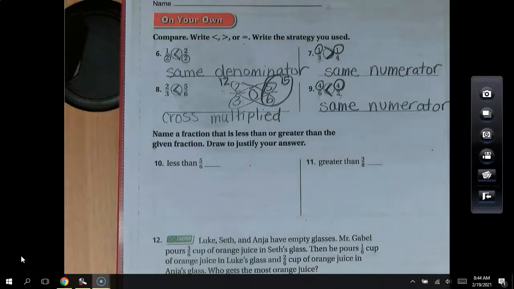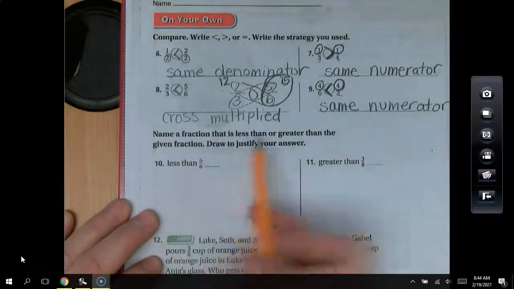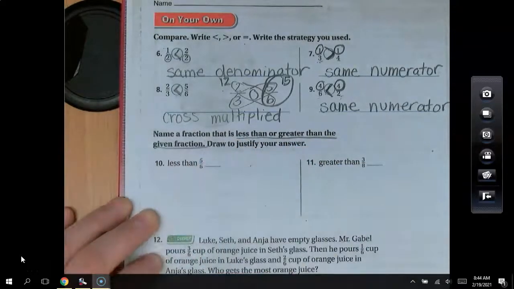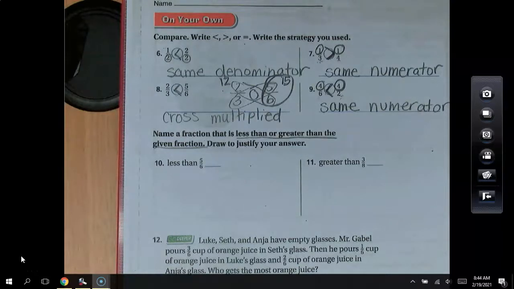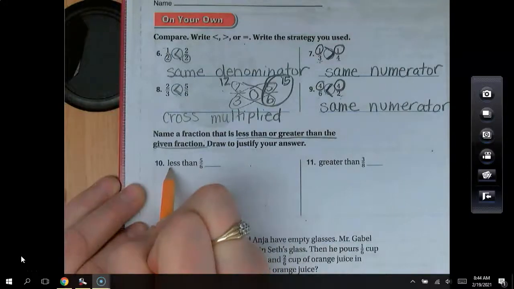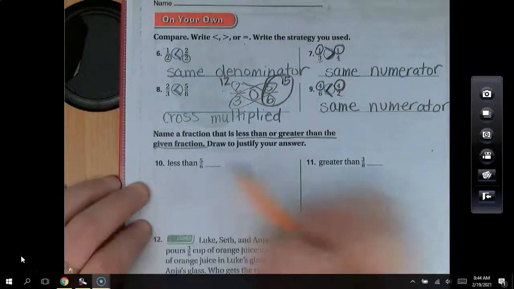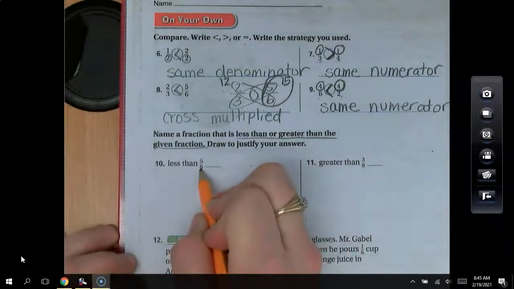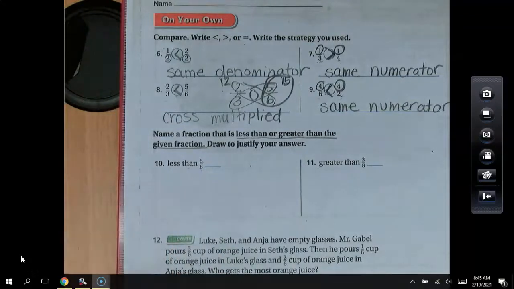Okay, so our directions change a little bit. It says name a fraction that is less than or greater than the given fraction. Draw to justify your answer, okay? So if I have my question number 10 says less than 5/6. So I want a fraction that is less than 5/6. Boys and girls, to make this easier, you're going to keep the same denominator. If I were you, I'd keep the same denominator, okay?